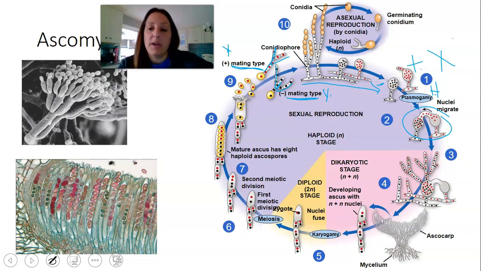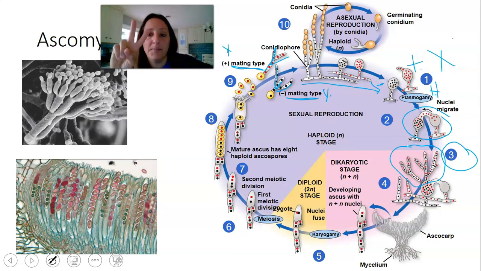And then in some species, what happens next is we start to divide those cells up into dikaryotic cells. And so you can see here, we have a nucleus. In each of these cells, we have a nucleus from the positive and negative mating strand. And so now we have the dikaryotic condition. We have separate cells. Each cell has 2 nuclei from the 2 different mating strands. Okay? This structure right here will grow into the ascocarp. This is the fruiting body.